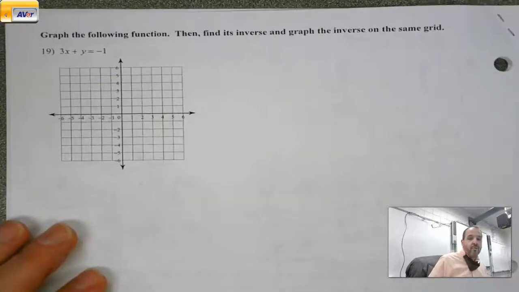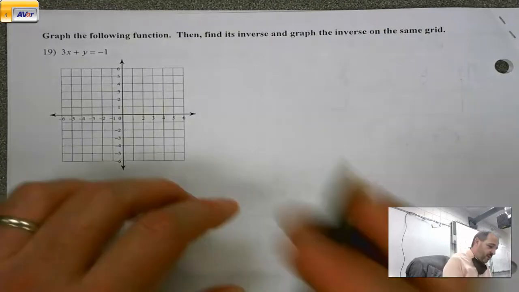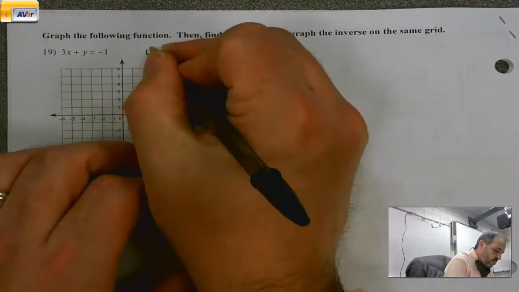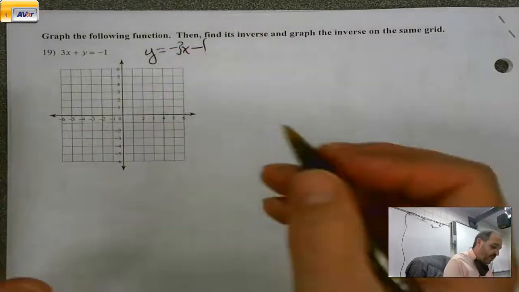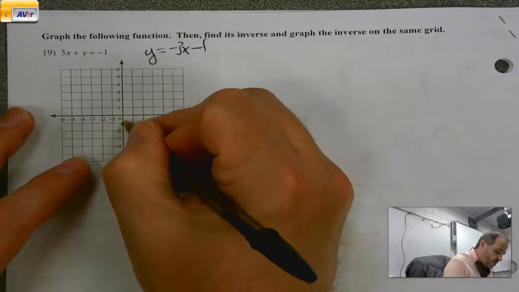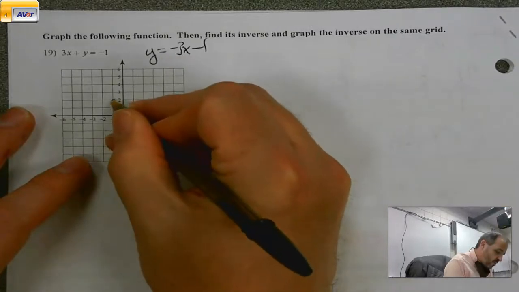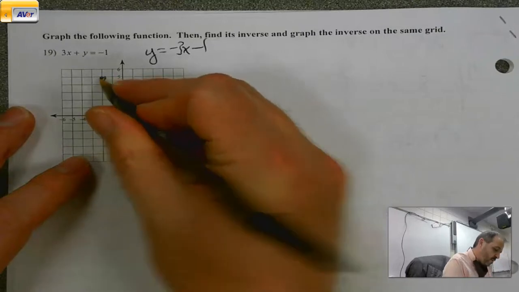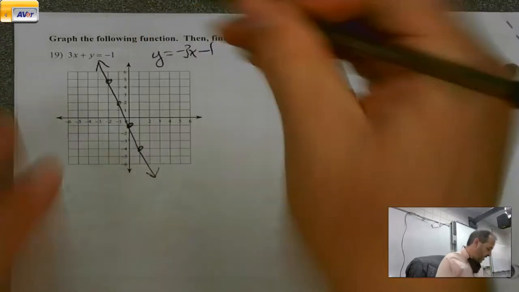Okay. Graph the following function. Then find its inverse and graph the inverse. So negative 3x minus 1. Okay, so that's my initial line. 1, 2, 3, 1. Okay, so there's my initial line.